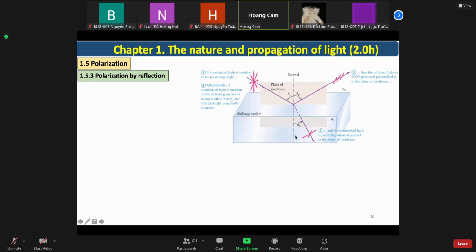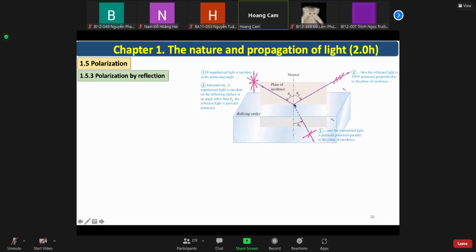In this case, first, we consider one example in which the unpolarized light is incident. Here they also denote the special case in which the angle of incidence is equal to some special angle, called the polarizing angle. But in general, it can be incident at an arbitrary angle. I want to discuss this example because here the light impinges on this surface, a so-called reflecting surface.